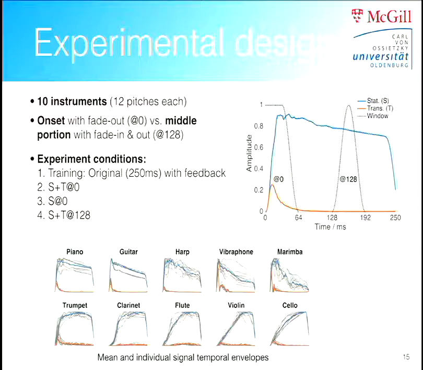Is this clear? So there are three different conditions in the main experiment. Can you take the transient 128 milliseconds after it started, or do you shift it? No, it's 128 milliseconds after it started. So it's basically the S plus T signal at this point in time, in the middle portion of the tone.